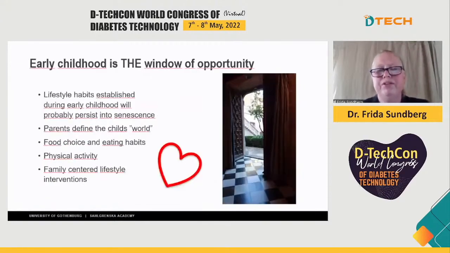And also remember that early means early childhood. It's the window of opportunity if you want to ingrain good lifestyle habits to protect the heart and cardiovascular health of the child. And the parents define the child's world. So they are setting the food choices, eating habits, the routines regarding physical activity. So all lifestyle intervention has to be family-centered and not just approach the child.